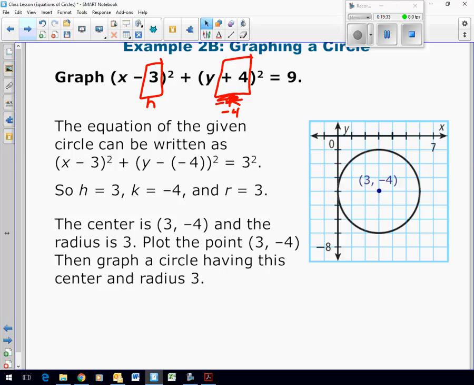What's my radius here? 3. How'd you get 3 other than looking at the board? Miss Cole, how did we get a radius of 3? Square root of 9. I take 9, set it equal to r squared, take the square root of both sides. Radius would be 3 in this case. All right. Then I can graph it.